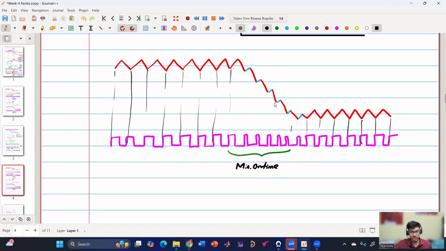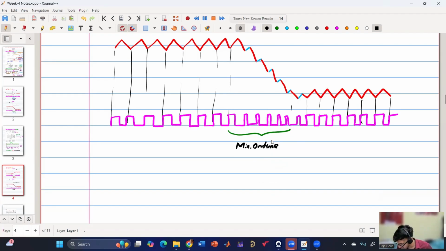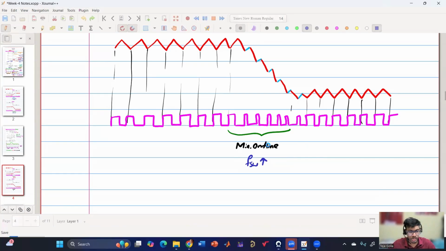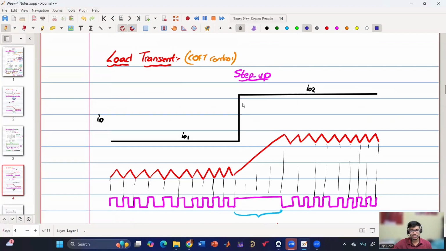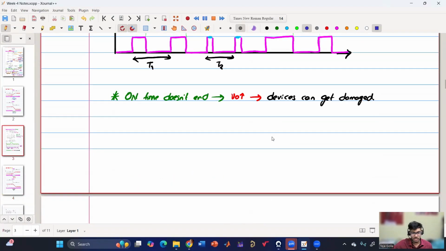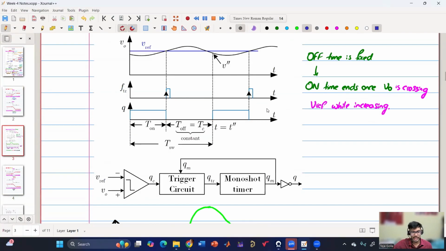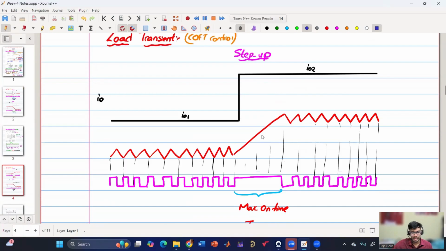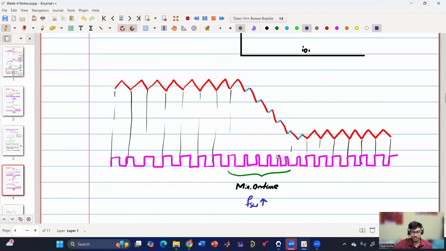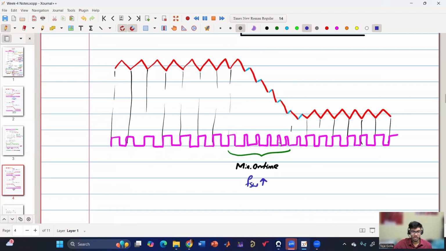So here again the switching frequency is maximum. So here FSW will increase. In the case of constant on time, step up transient was suffering and step down transient was superior because it has variable off time. Whereas in the case of constant off time, it has superior step up transient, whereas the step down transient is suffering because of the minimum on time.